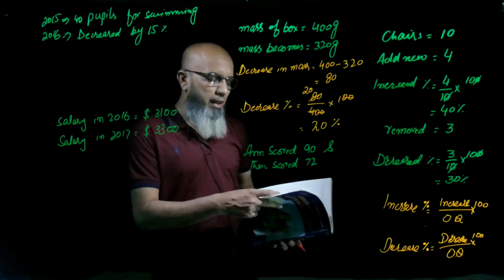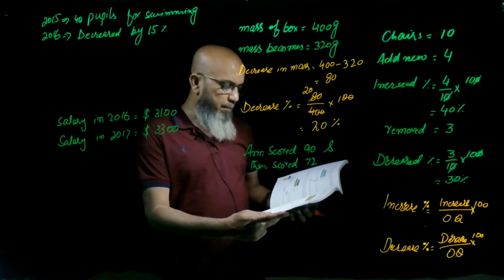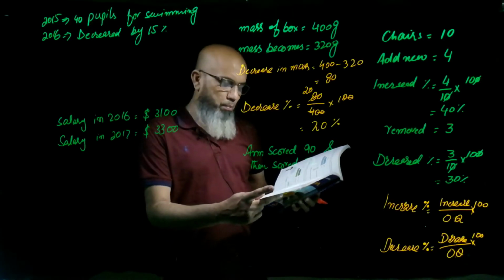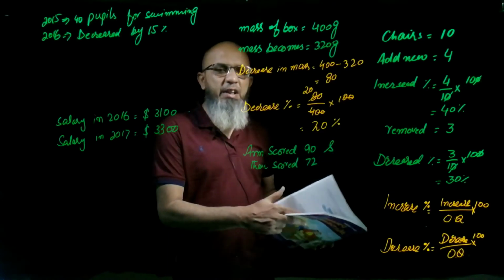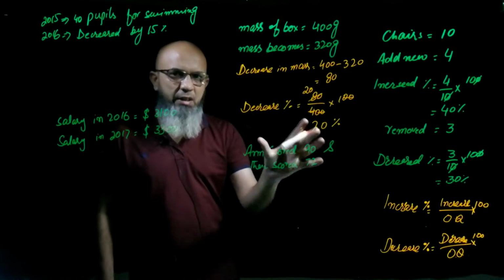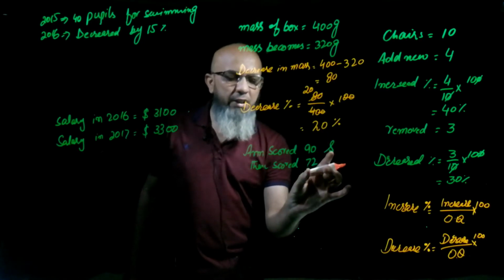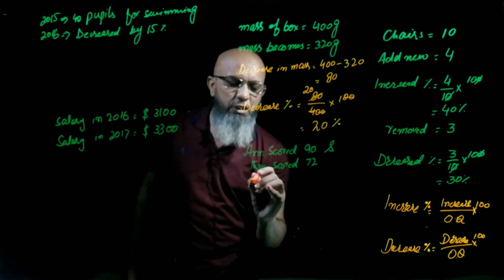So come to the next one. Anne scored 90 points in a game. She played the same game again and scored 72 points. So find the percentage decrease. Again the same procedure, same question, that is a decrease percentage question. So what do we first find? What score did she decrease? So decrease in score.